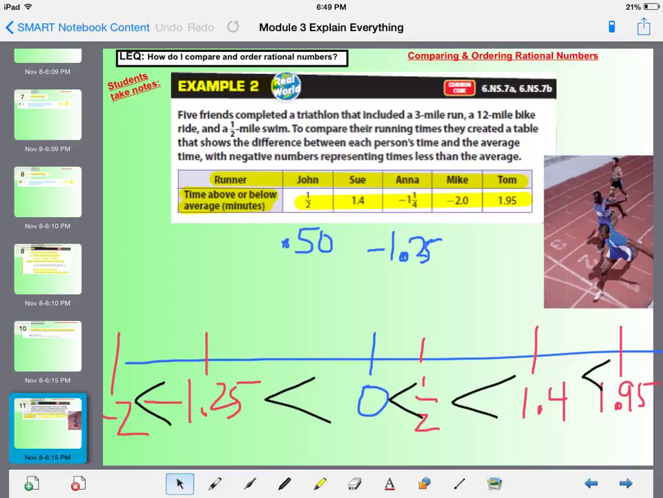So talking about this being a race, we would clearly see that Mike was the faster one because he's the one that did it in less time. Anna was pretty quick, but not as quick. And then we have, after the average time, John. And then we have Sue, who was a little slower, and then the slowest one in this race was going to be Tom at +1 95 hundredths past the average time.